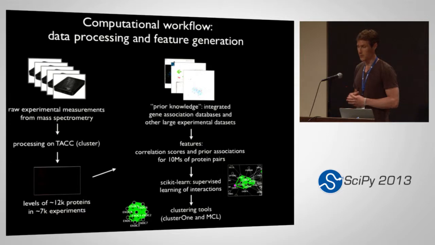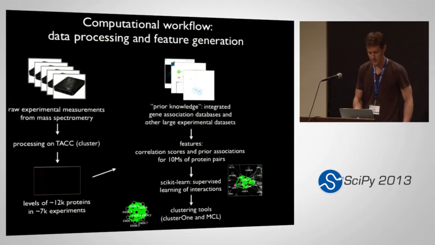And then using a couple of different existing clustering algorithms, in particular right now I'm using both ClusterONE and MCL, we can basically look for dense connected parts of this network and lift those out, and those are our protein complexes. And it actually works quite well doing this.